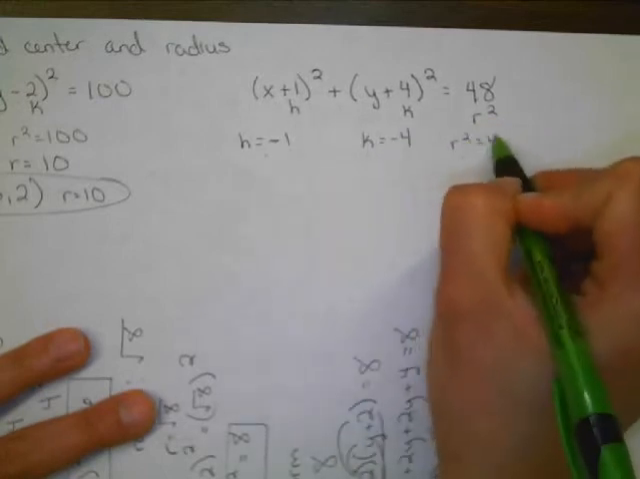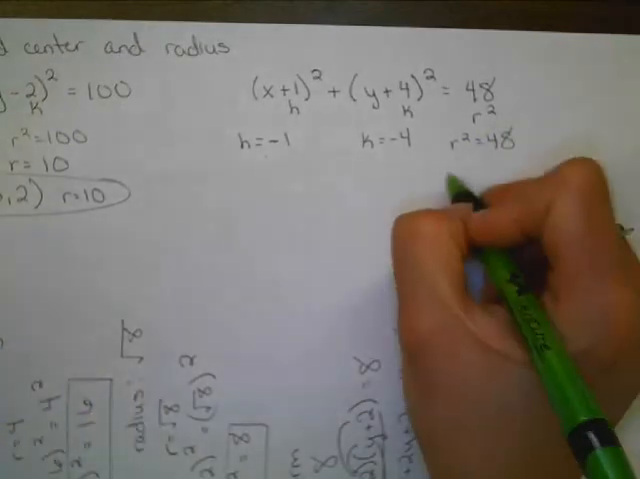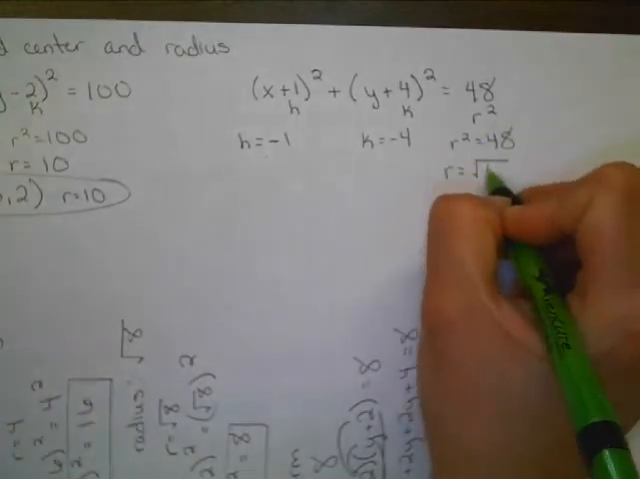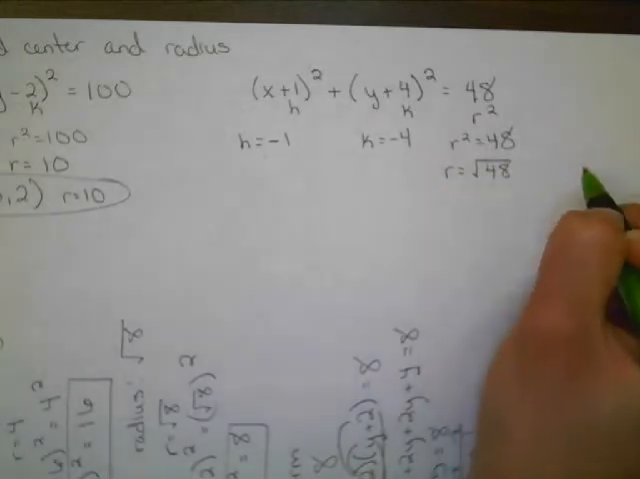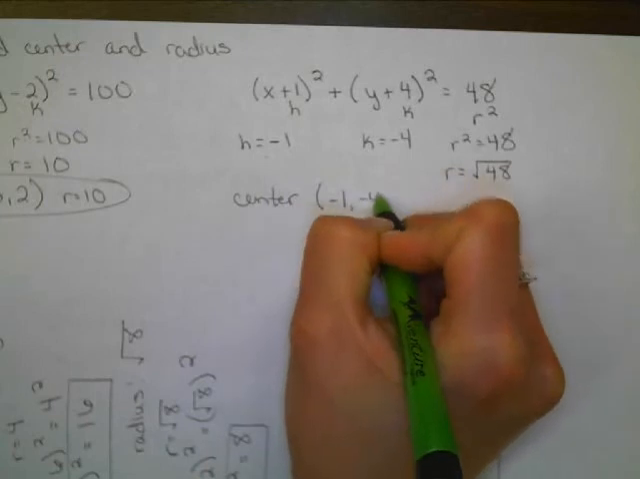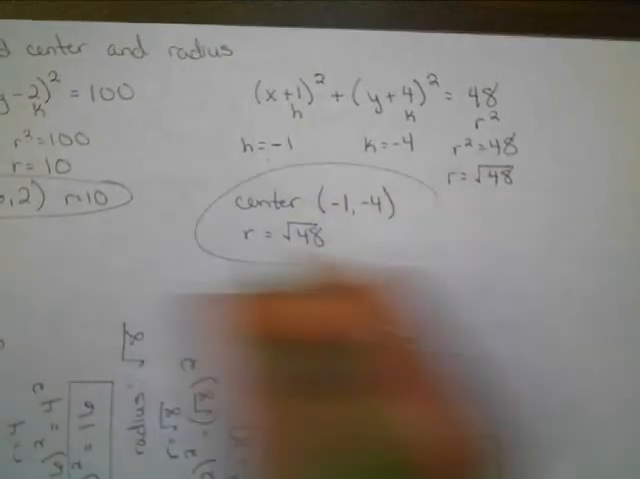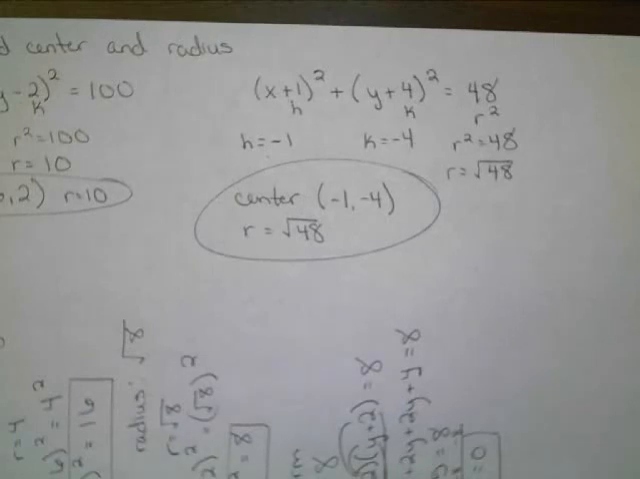And again, r squared is 48. Well, to undo something that's squared, you take the square root of it. So r must just be the square root of 48. So my center is (-1, -4), and the radius is radical 48. And that's your answer. And that's how you do equations of circles.